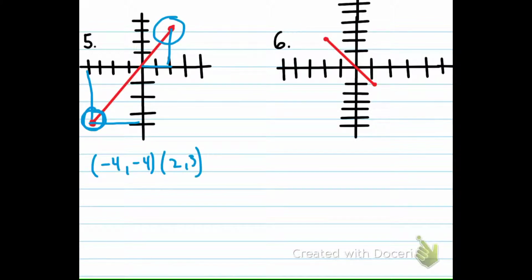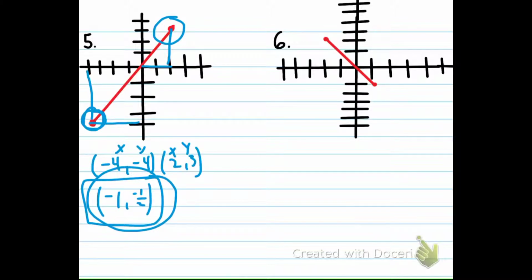So now you solve the problem like normal. So negative 4 plus a positive 2 equals a negative 2. So negative 2 divided by positive 2 is a negative 1. And then negative 4 plus a positive 3 is negative 1. So negative 1 divided by 2 is negative 0.5, or you can just leave it as negative 1/2. So your coordinate is negative 1, negative 1/2. Since there's a graph, you can actually plot this point and see if it's in the middle of the line.